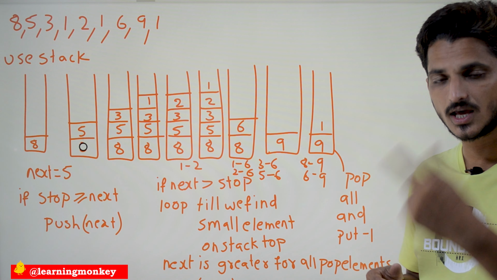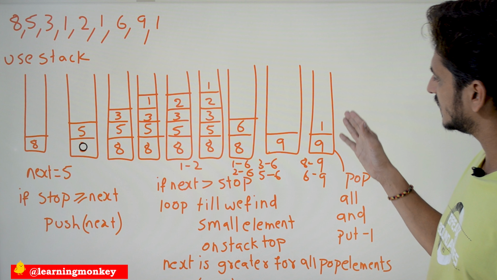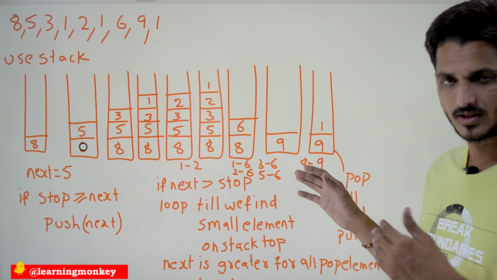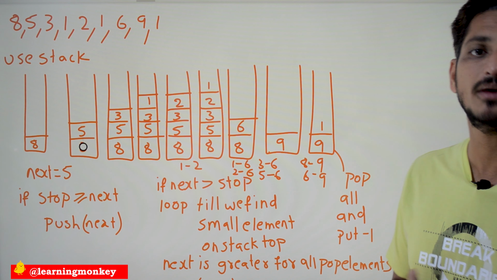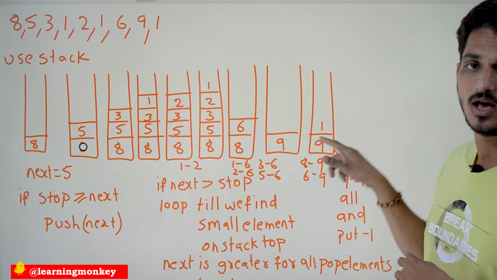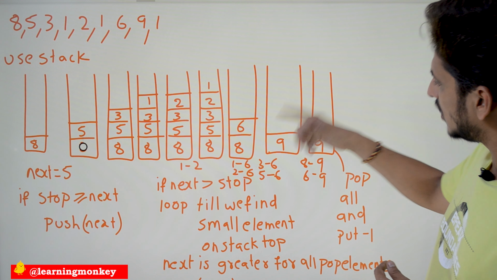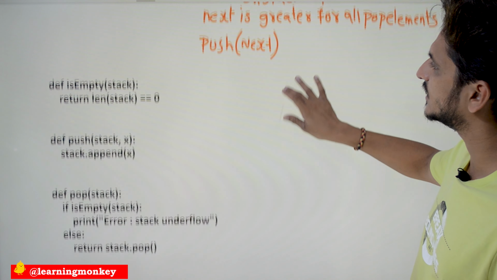For all the remaining elements on the stack, the greater element will be -1 at the last. This is the logic you have applied on the last. Based on this, you have to write the code. So we are going to display the code here.